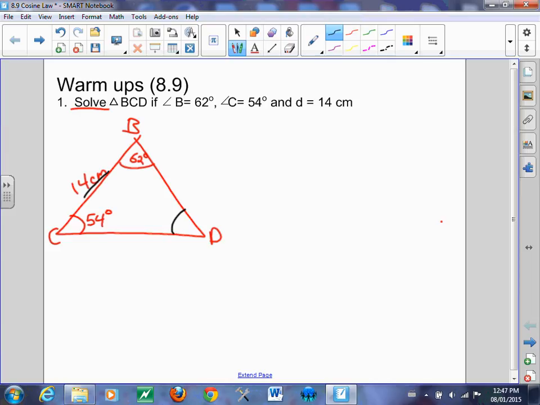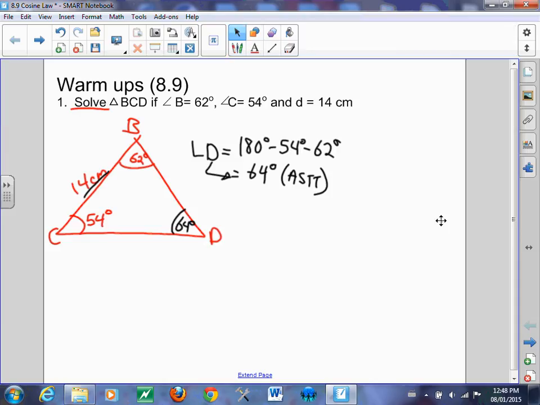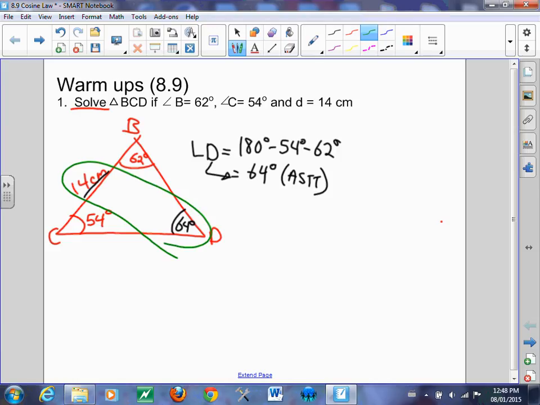Yes, we can. So angle D equals 180 degrees subtract 54 degrees, subtract 62 degrees equals, plug in your calculator, folks, 64 degrees. You can write that all out, or you can just write 64 degrees and write a short form, ASTT. You don't have to show all that work. So I'm going to put that in my diagram, 64 degrees. Now, ladies and gentlemen, I have a match.